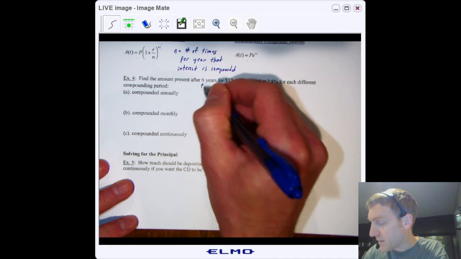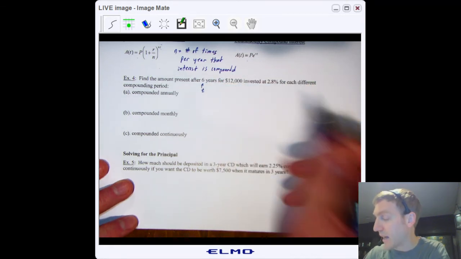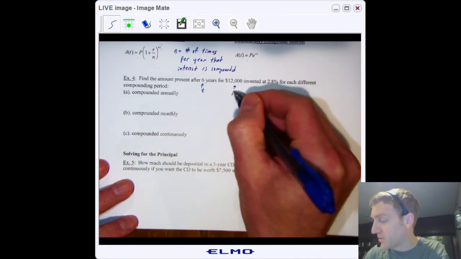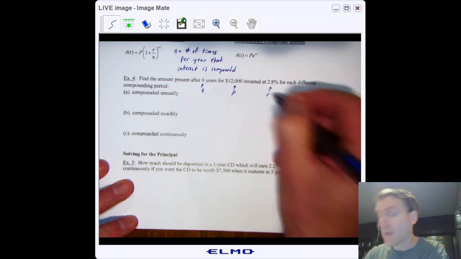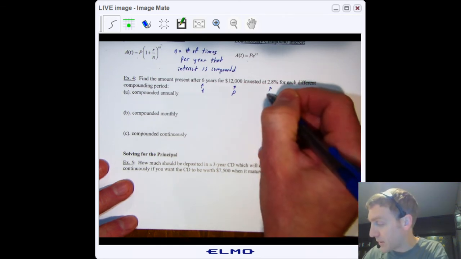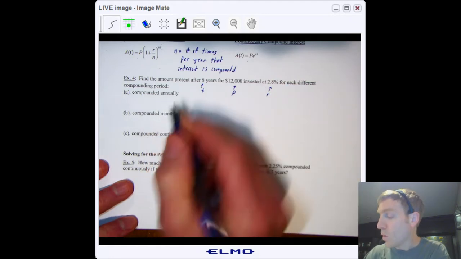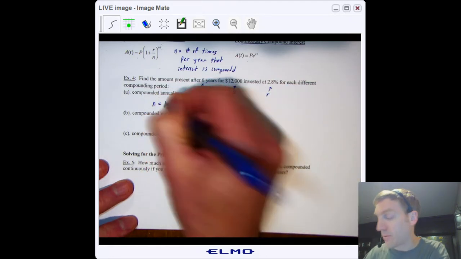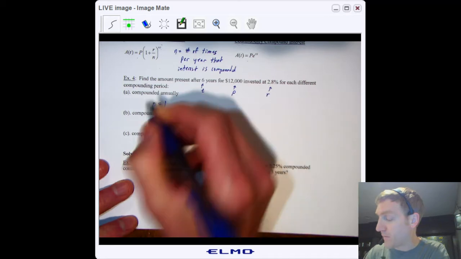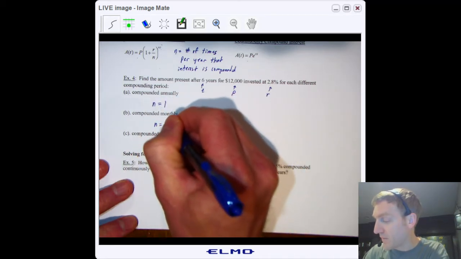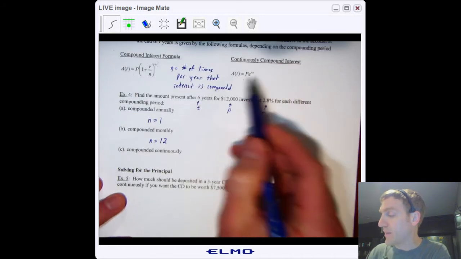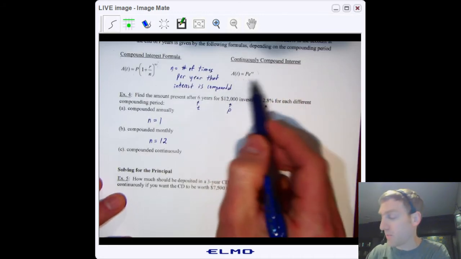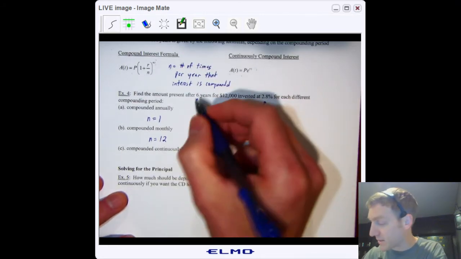Okay, so let's see. The 6 is my t, that's the time. The 12,000 is your initial amount invested, that's the P. And then the 2.8% is your r, that's the rate of growth. So what does annually mean? Annually means once a year, so n is 1. Monthly, well, there are obviously 12 months in a year, so n is 12. And then compounded continuously is when you use this other formula, the PERT. Okay, so let's write this out here.